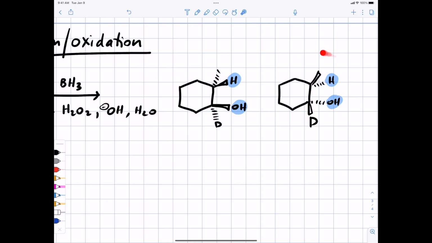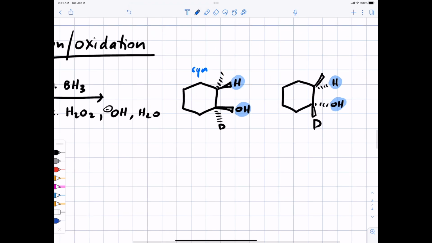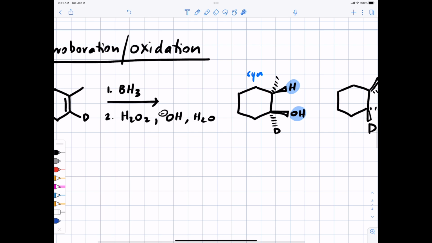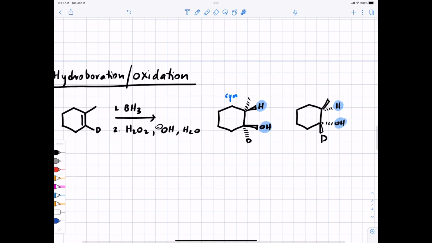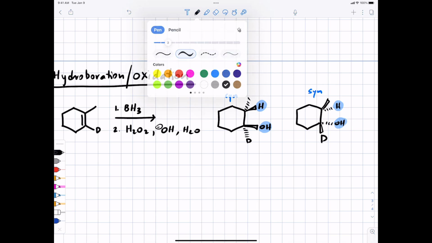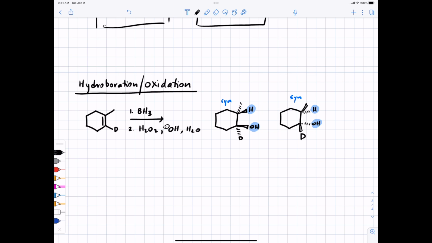Would you call this a syn or an anti-diastereomer? You would call it syn because the things that got added to the alkene, the hydrogen and the OH group, end up on the same side of the original alkene. So interesting feature number one of this reaction is we get no anti-diastereomers.